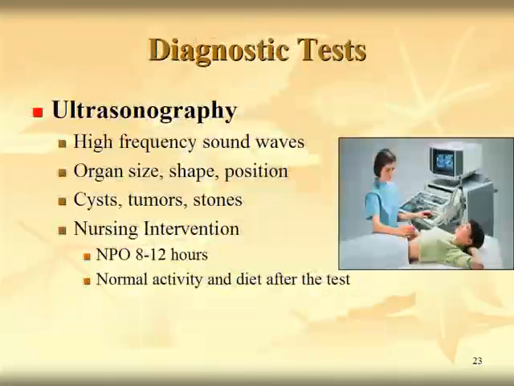Ultrasound may also be used to look at organ shape, size, and position of abdominal organs. It can also pick up on cysts, tumors, and stones. Typical nursing interventions are to keep the patient NPO for 8 to 12 hours, and after the test, they're allowed to resume normal activities and diets.